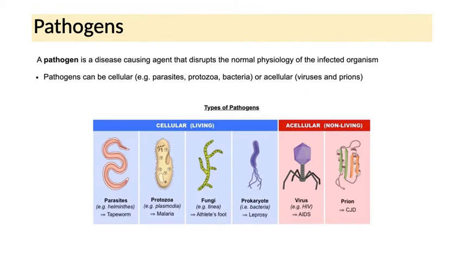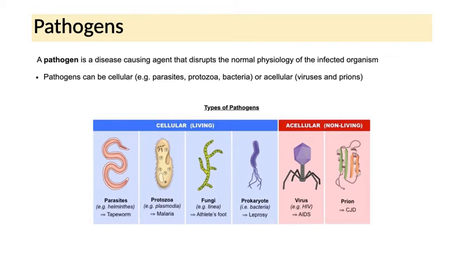First, before we talk about the immune system, we have to know who our enemies are, or we call them pathogens. Basically, the definition of a pathogen is a disease-causing agent that disturbs the normal physiology of the infected organism. For example, if you get the flu virus, it means that you cannot work normally, you cannot study well because you cannot concentrate. Your body temperature could rise. You can have a fever. So, based on the definition, the pathogen disturbs our normal physiology, right?